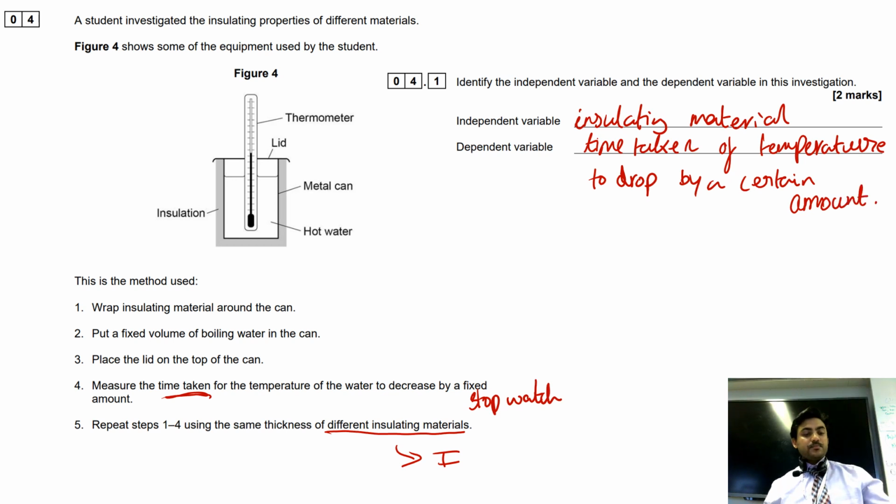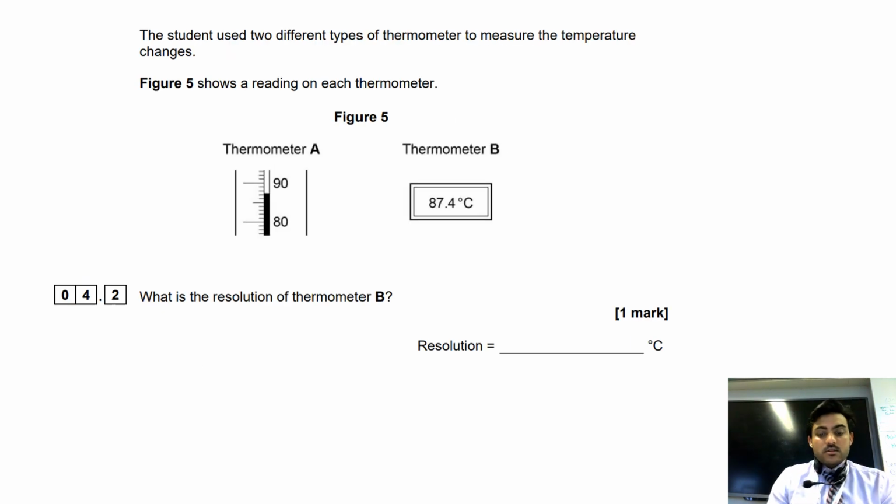That's better. Next. Okay, the student used 2 different types of thermometers to measure the temperature changes. Figure 5 shows the reading on each thermometer. Thermometer A, a classic thermometer. Thermometer B, a screen which shows a reading. What's the resolution of thermometer B? What does that word resolution mean? Right, let's not get stumped. It means the smallest increment that the equipment can measure in.